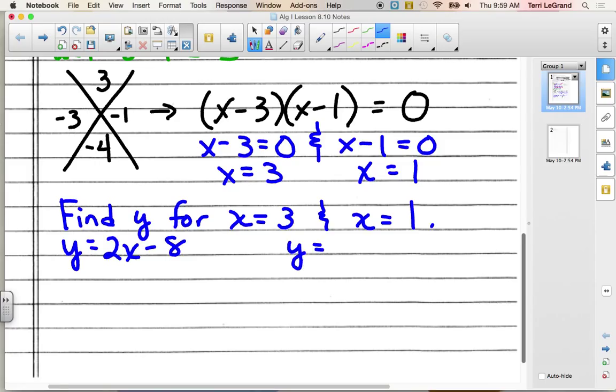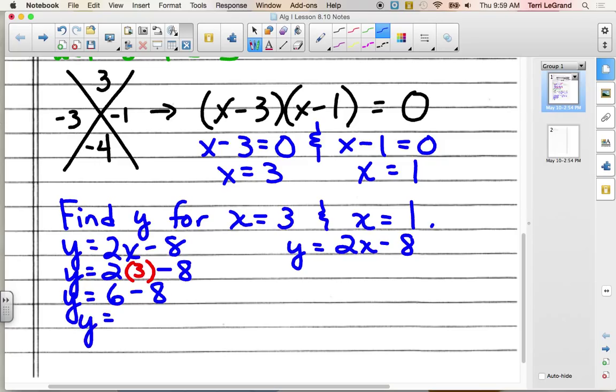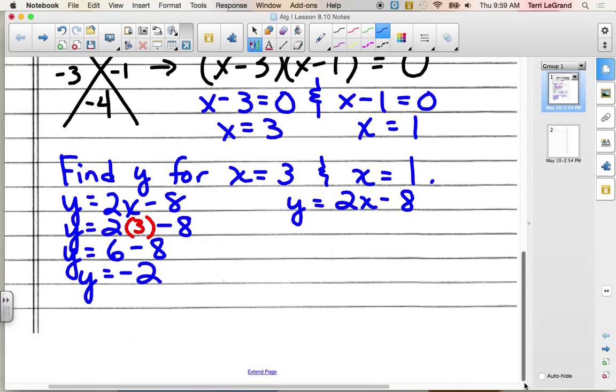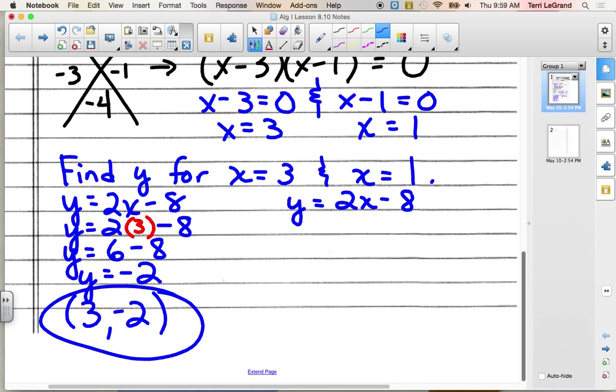So we're going to do y equals 2x minus 8, and we're going to do it for both of our x values. So 2 times 3, that's our first one. Take away 8. Well, that's 6 take away 8. So y equals what? -2. Now, before we move on, we're going to write that as our ordered pair solution. Remember, we're looking for points of intersection. So what ordered pair is that? 3, -2. There's one of our solutions right there.